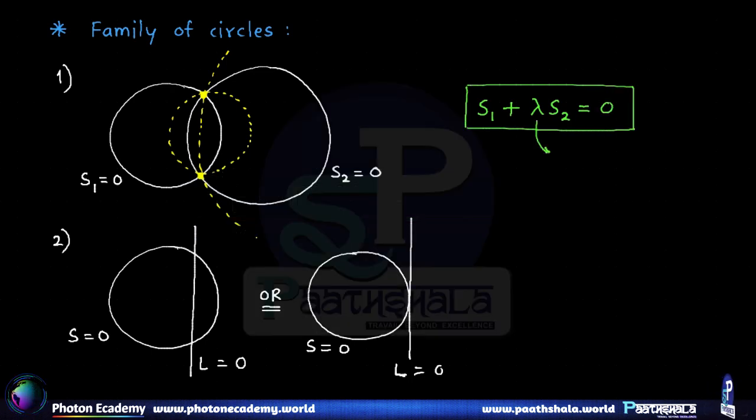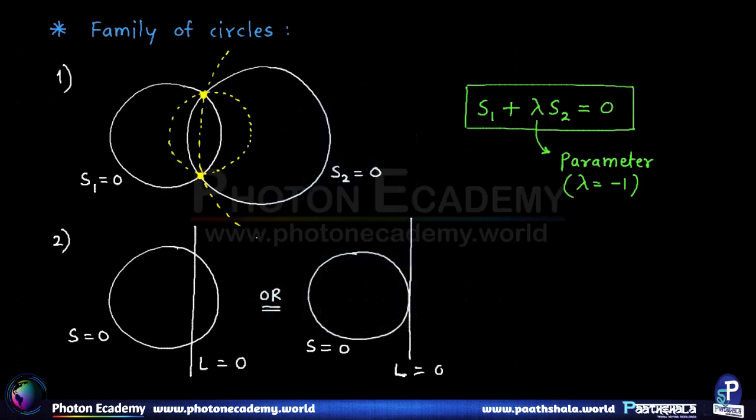where lambda is called a parameter. That means for one particular member of that family, lambda will have a specific value. And of course lambda cannot have the value -1, because that would give us S1 minus S2 equal to 0, and that means S1 equal to S2, indicating that both the circles are the same, but we want two distinct circles, so the parameter can't be -1.